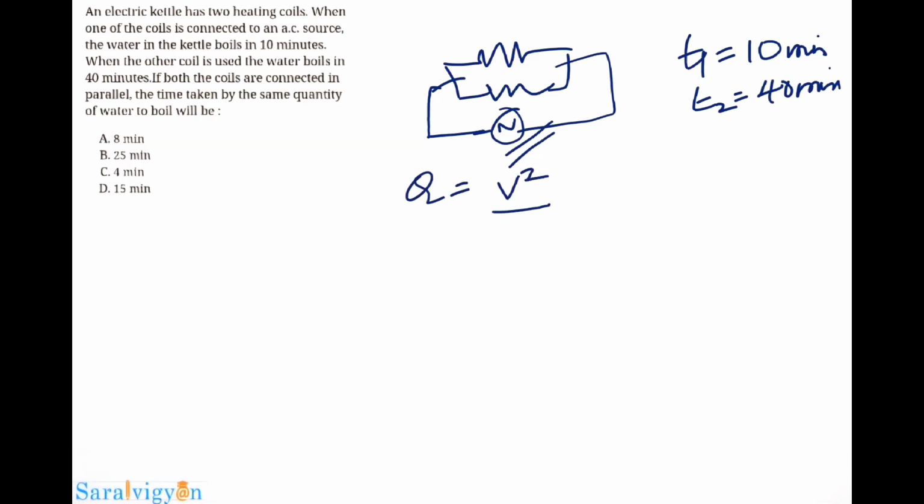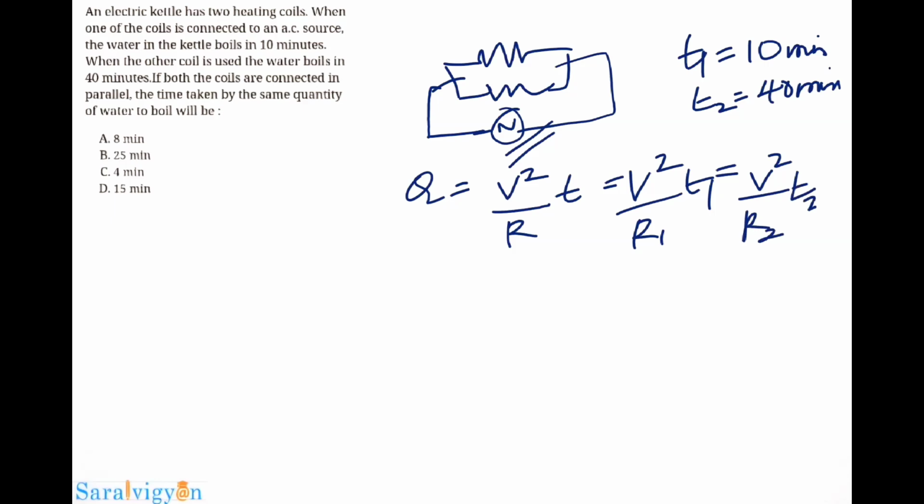Now we have Q equal to V square by R into T, where T is the final time we have to find, and R is the resistance of the final condition, which is this parallel connection. We are using the V square by R formula instead of I square R because we have a parallel connection, and in a parallel connection the voltage is the same, so we can take V only. It will be much easier to do, and it will be the same as when doing with the first coil and also the second coil, because the same amount of water is boiled. So the same heat energy is required, only the time and resistance will vary.